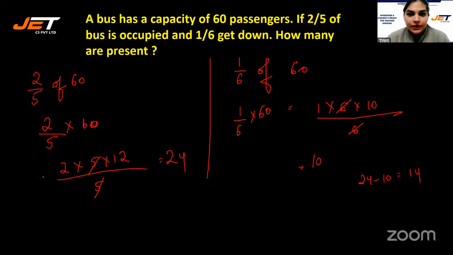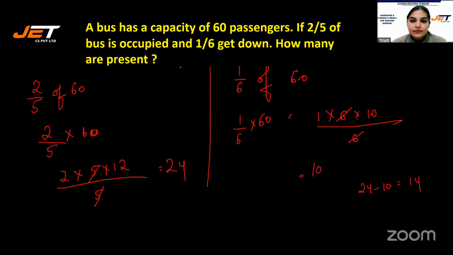So here, if I got 10, then 24 minus 10 is 14. How many are present at that time? 14. 14 are present at that time. Did you get the same answer? Is it the same? Yes, I can see that in the live chat. It is the same. Great. Let's go to the next one.